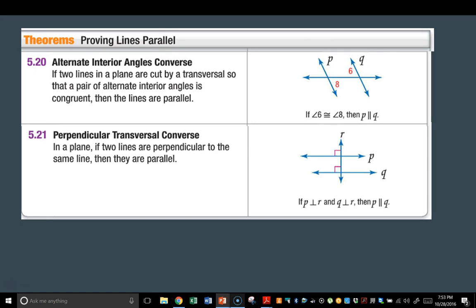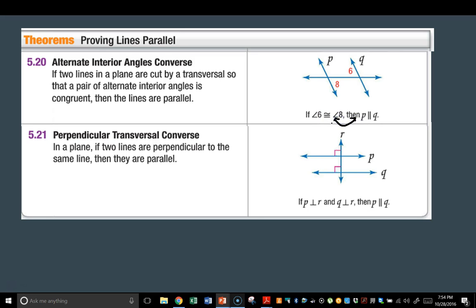Alternate interior angles converse. If two lines in a plane are cut by a transversal so that a pair of alternate interior angles is congruent, then the lines are parallel. Like I said, this should sound very familiar from our previous section because it is the same. Only thing is, the if and then are switched.